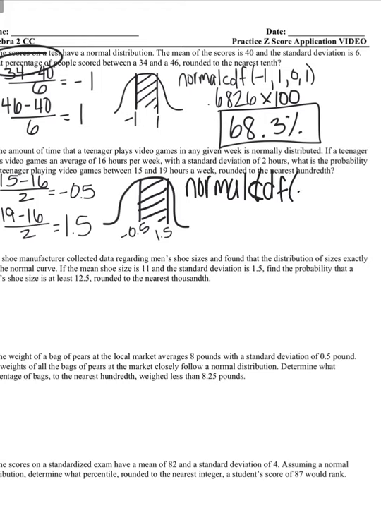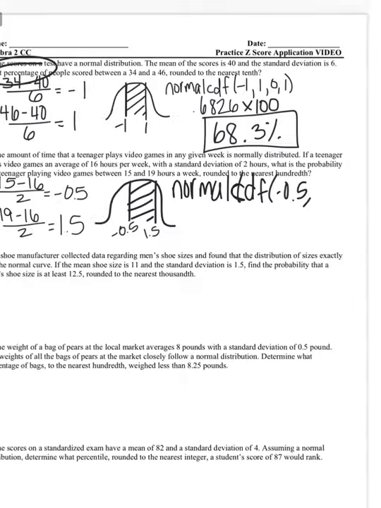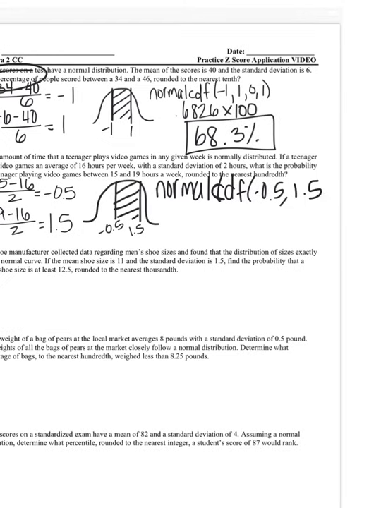Normal CDF. So you have your lower is -0.5. Your upper is 1.5. The mean is 0. Standard deviation is 1. Press enter. That gives you 0.624, and so on. We're rounding to the nearest hundredth, so 0.62 is your final answer. Okay? So again, whenever it's talking about probability, the probability always has to be less than 1. So if it says probability, do not multiply this number by 100. That's only to go from the probability to the percentage or the percentile.